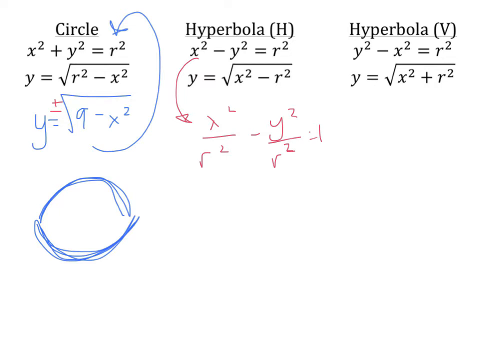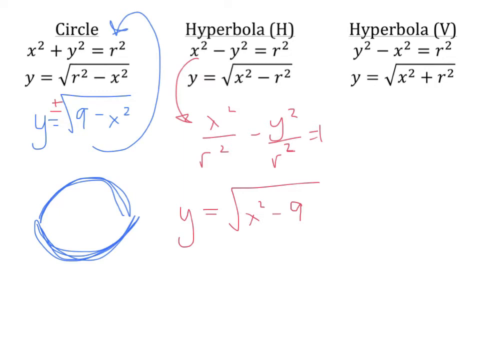When you have a hyperbola that has a minus in the middle, you're going to end up with something like this, right? So when we have y equals the square root of x squared minus 9, we can understand that it must have come from a hyperbola. It must have come from a horizontal hyperbola.